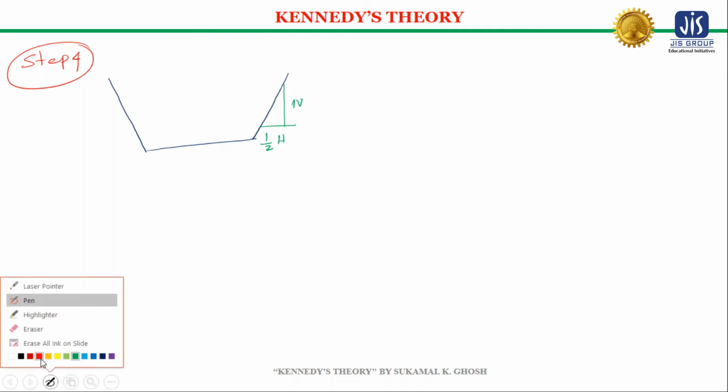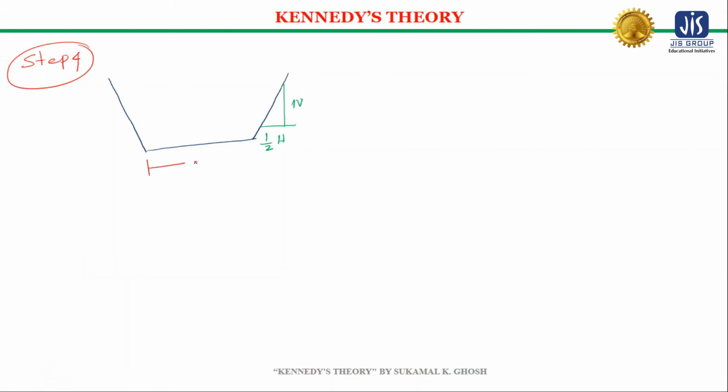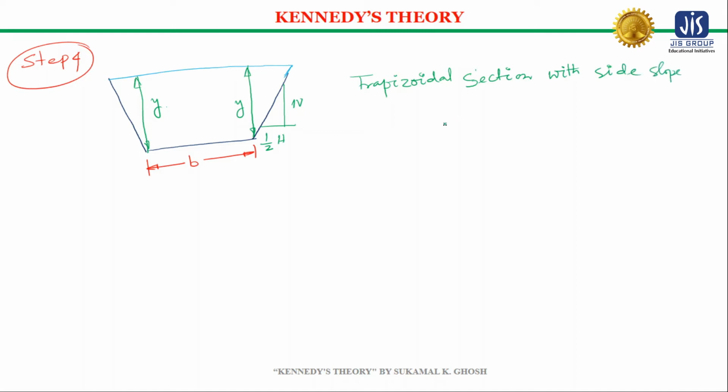Okay, now let me consider the bed width of the channel is B, and suppose this is the top of the channel, and as we know the depth is Y. This depth is also Y. So this is a trapezoidal channel with side slope such as 1/2 horizontal and 1 vertical.